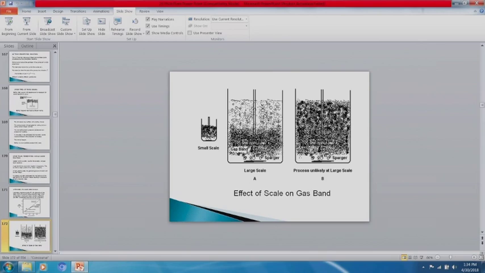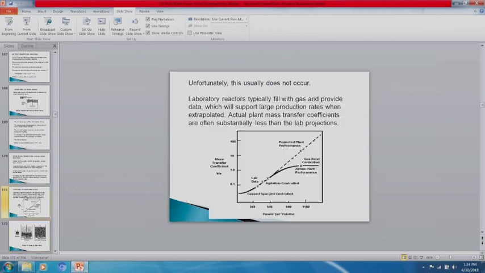What you can do is perhaps stack these. So you have an impeller here and an impeller here. If you stack these, sparge to each impeller, you may have the equivalent of 3 reactors. Unfortunately, that didn't happen. Laboratory reactors filled with gas, actual plant operations are often substantially less than laboratory projections.